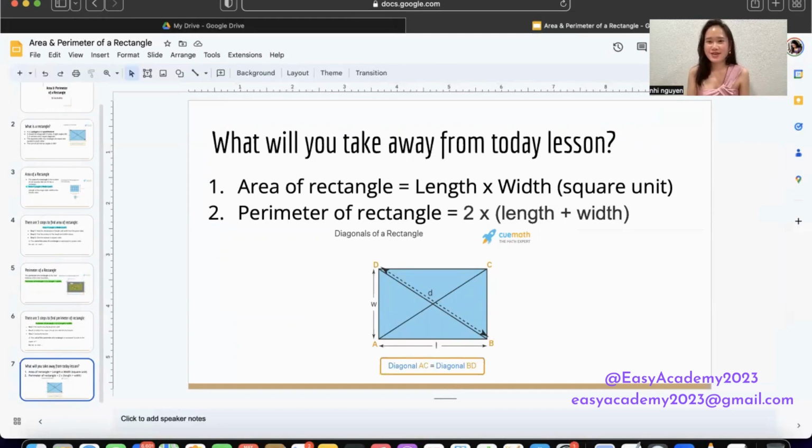Let's look at what we can take away from the lesson today. First is the formula to calculate the area of a rectangle: area is equal to length times width, and the unit is a square unit. Second, perimeter of a rectangle is equal to 2 times the sum of length and width.